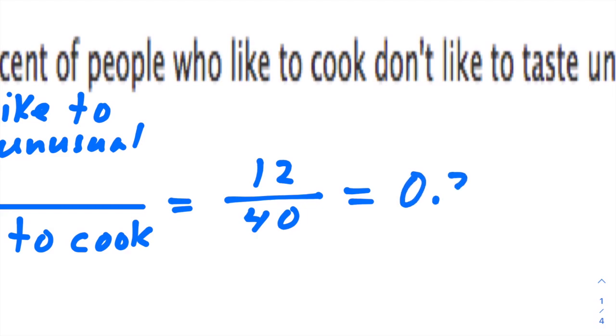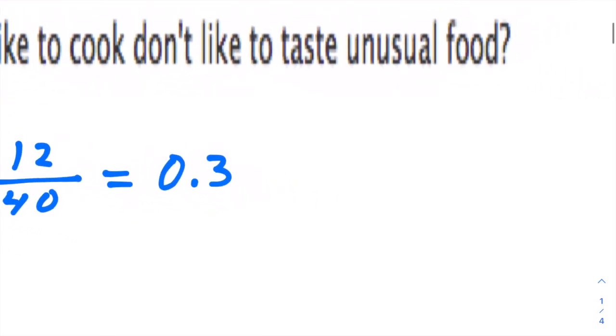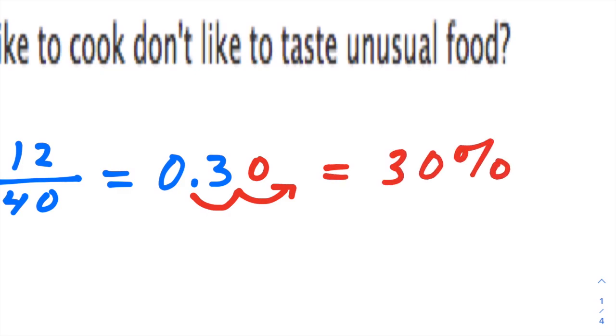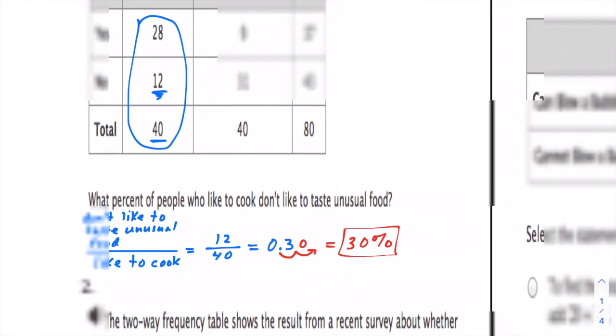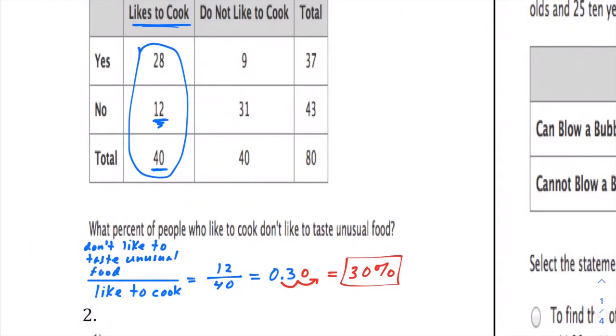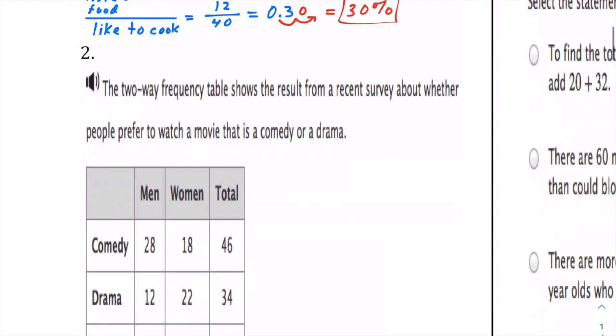All we need to do is, in your calculator, hit 12 divided by 40, and you would end up with 0.3. Again, remember what they are asking us to do. They want us to turn this into a percent. So I'm going to move that decimal to the right 2 times, and then I end up with my percentage of 30%. So 30% of the people who like to cook don't like to taste unusual food. That takes care of number 1. Basically that's the process that you will be using throughout this whole lesson and all these problems.